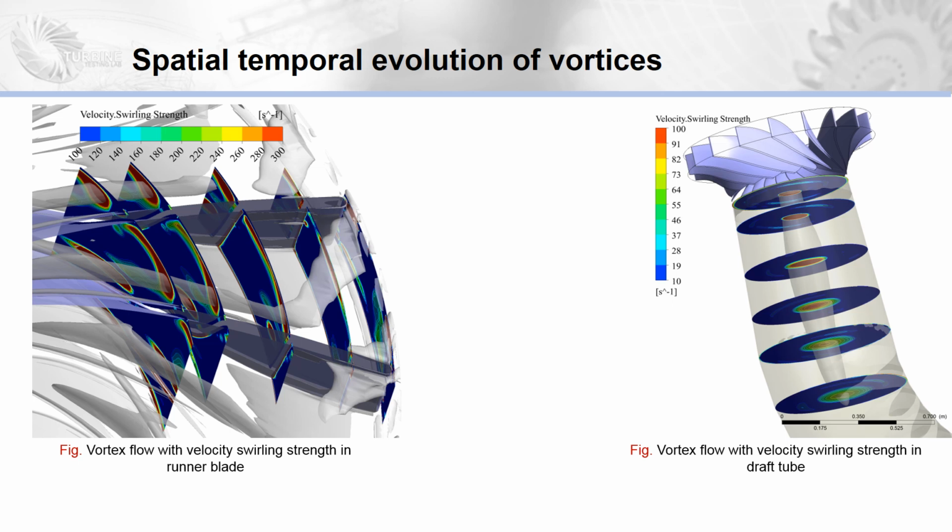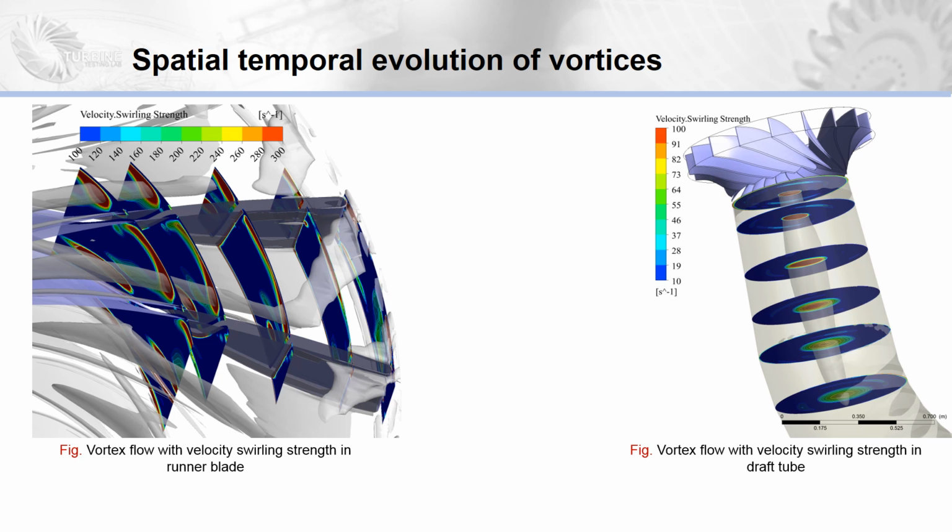6 different planes were created from the inlet of the draft tube towards the elbow to observe the nature of swirl flow along the draft tube. The intensity of velocity swirling strength increases up to the third plane, which is at the 50% location of the draft tube cone, as shown in the figure. The vortex gradually decreases and then disappears.